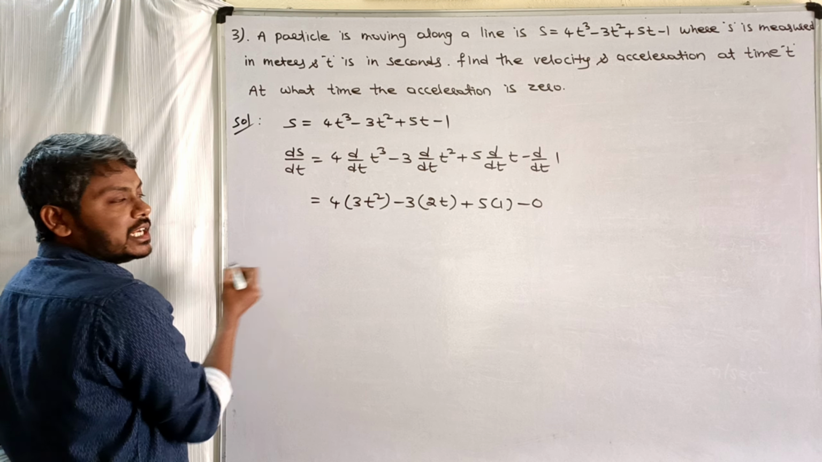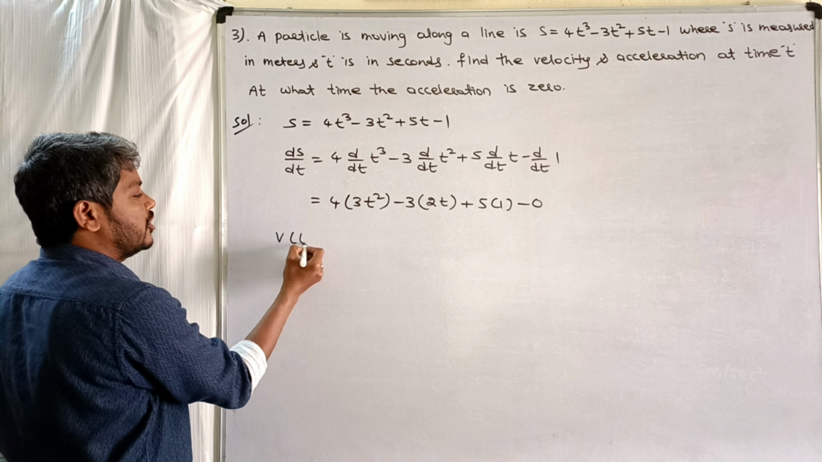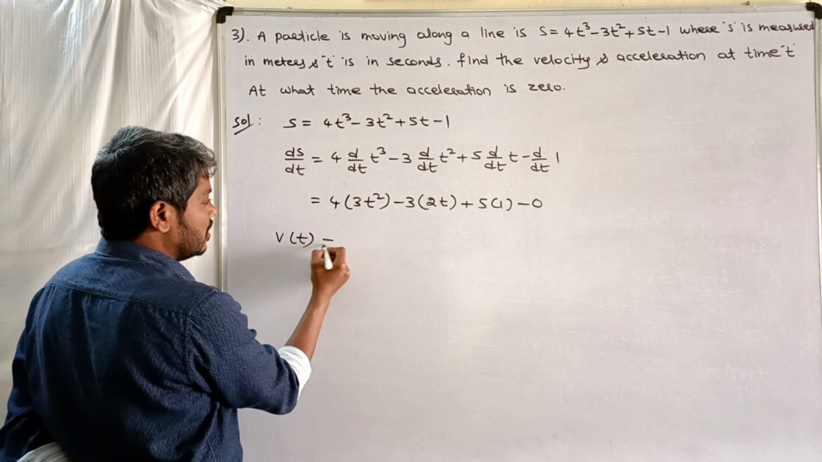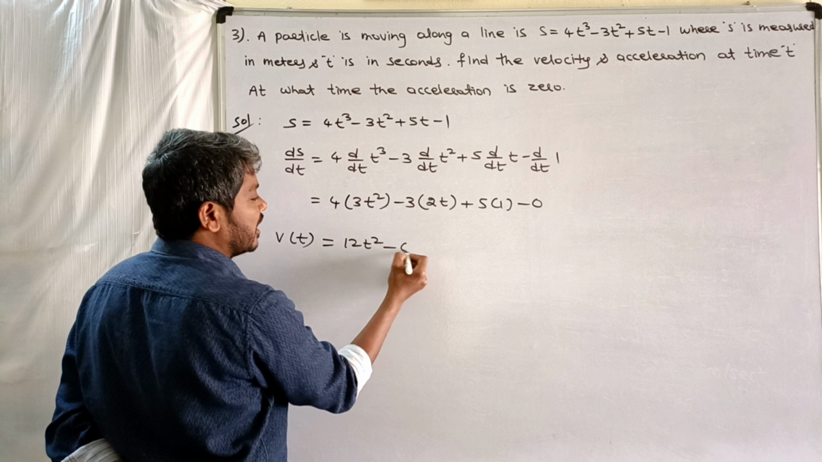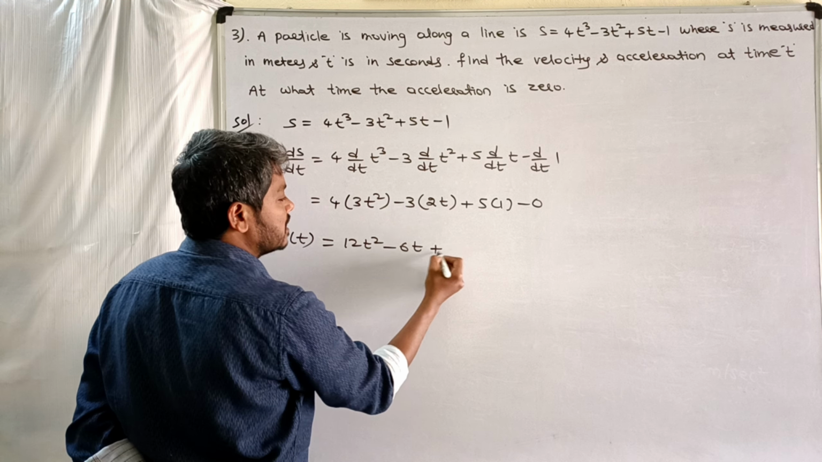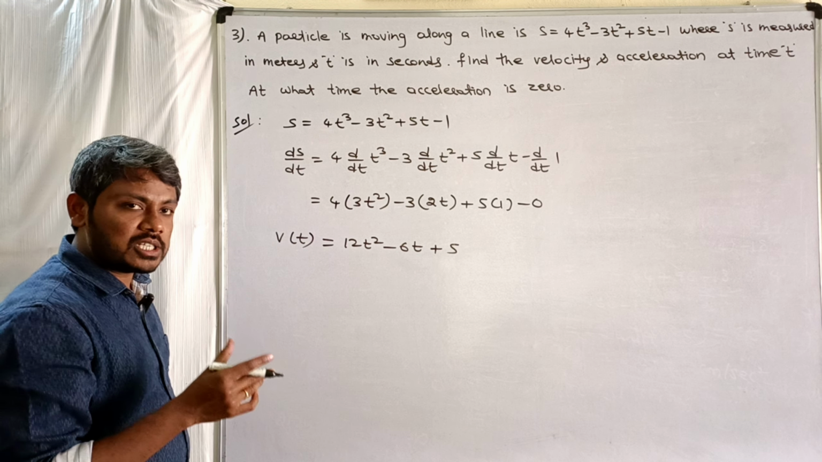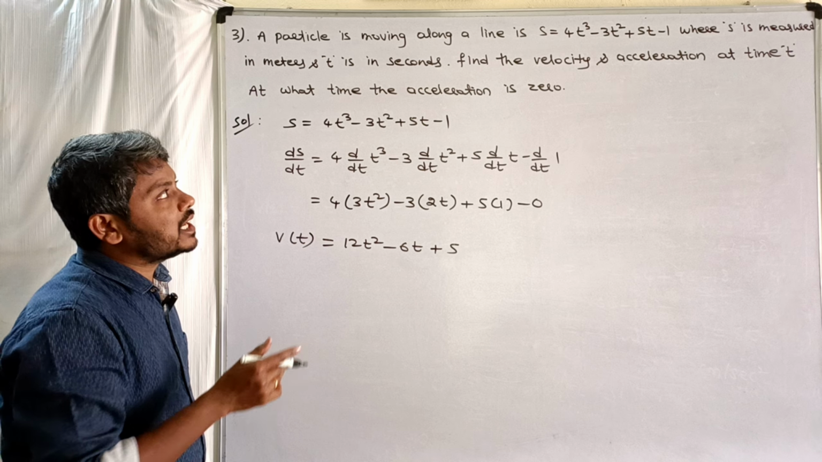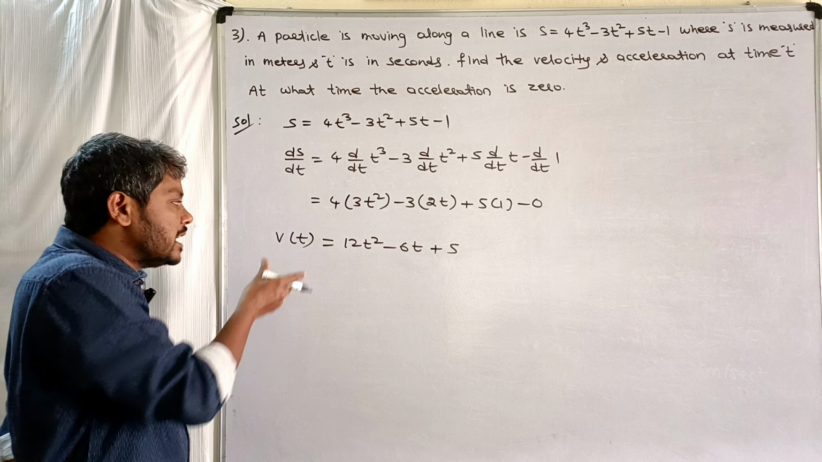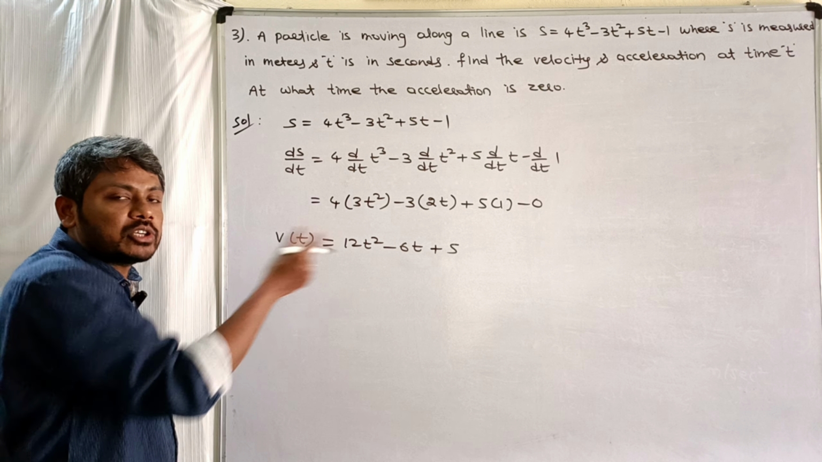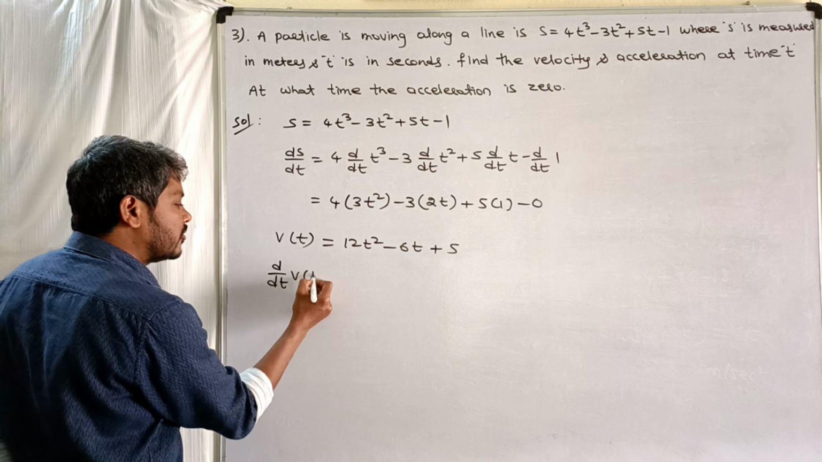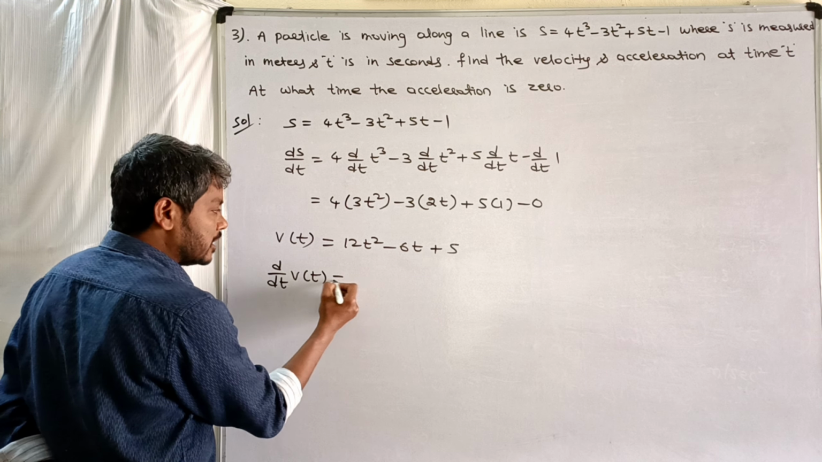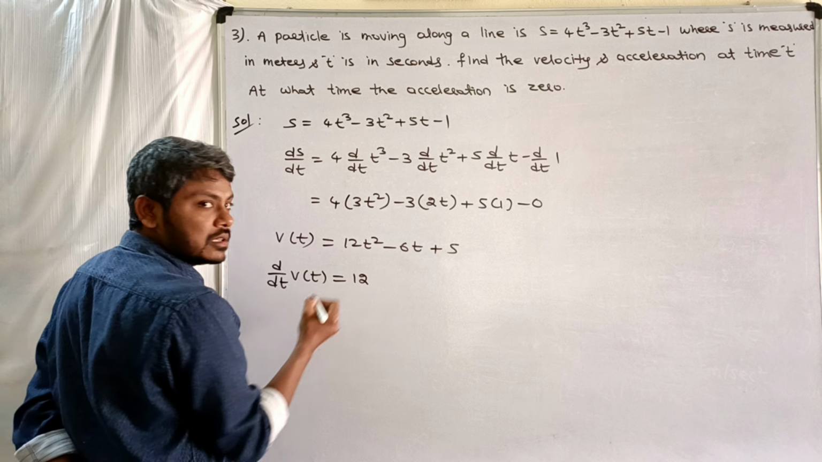Now ds by dt is called velocity, denoted by v of t. 4 into 3 is 12t square, 3 into 2 is minus 6t, plus 5. This is the velocity function. Next, you can find acceleration. That means again we have to differentiate with respect to t. That is d by dt of v of t. On the right hand side, 12 is constant as it is.